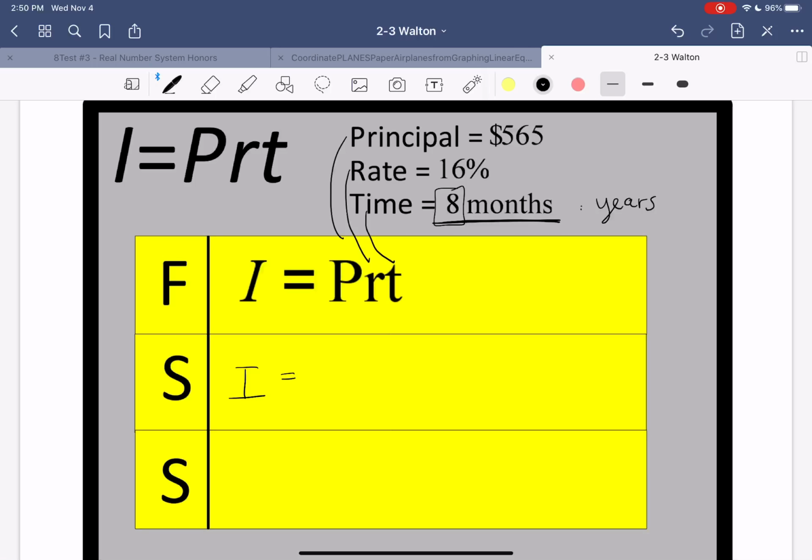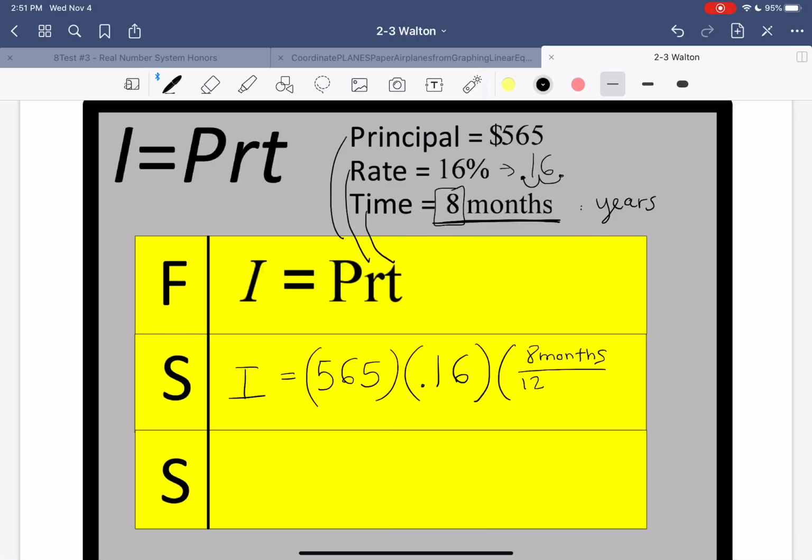So I'm going to go ahead and substitute the things that I do know. So I know that my principal amount is $565. And I'm going to multiply that times my rate, again, remembering that I have to move my decimal point 2 times to the left or divide by 100 before I put it into my formula. And then as I go to the last thing, I have 8 months. That has to be in years. So what I would recommend doing is dividing that 8 months by 12 months, since there are 12 months in a year.